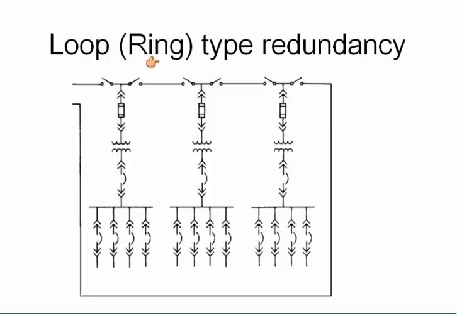And ring type. Ring type is a very common arrangement used by utilities. Where you have an interconnected system, your loads are connected in such a way that if this end has issues, you can supply from the other end and supply the load. So if you have to isolate this end, you can supply from the other end. So it looks like a ring where you have interconnections for reliability, ease of maintenance.